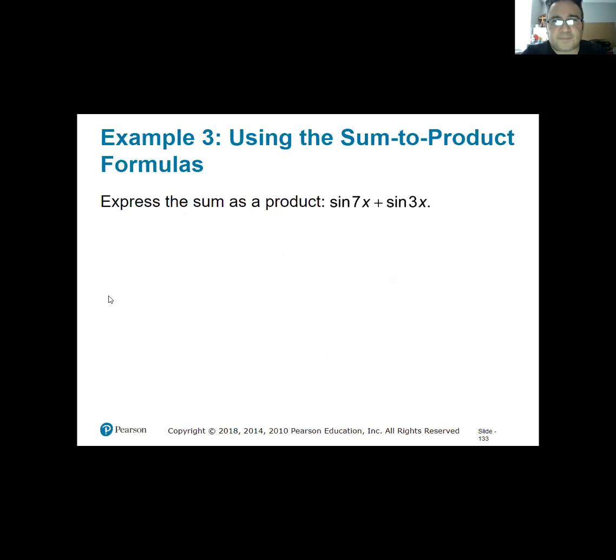Example 3. Express the sum as a product. So this is sine of 7x plus sine of 3x. Sine of 7x plus sine of 3x. So this would be which one of the 4 sum to product formulas?